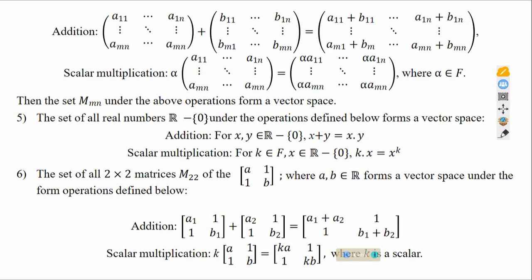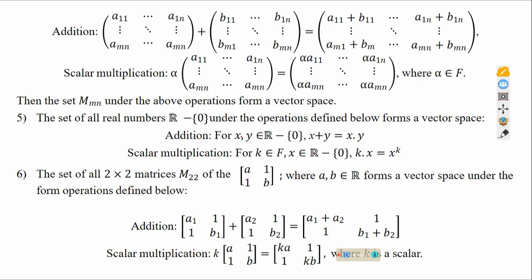Let us talk about another question. We shall talk about question number 5, which is saying the set of all real numbers except 0 under the operations defined below form a vector space.